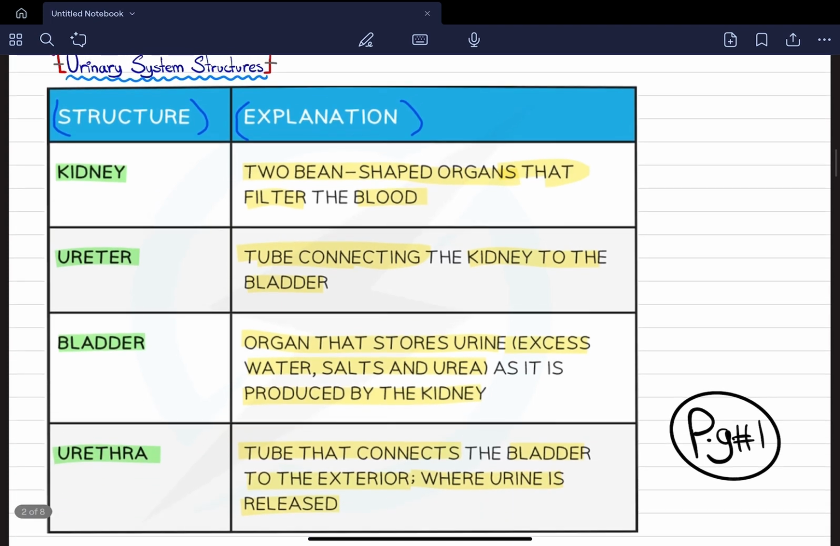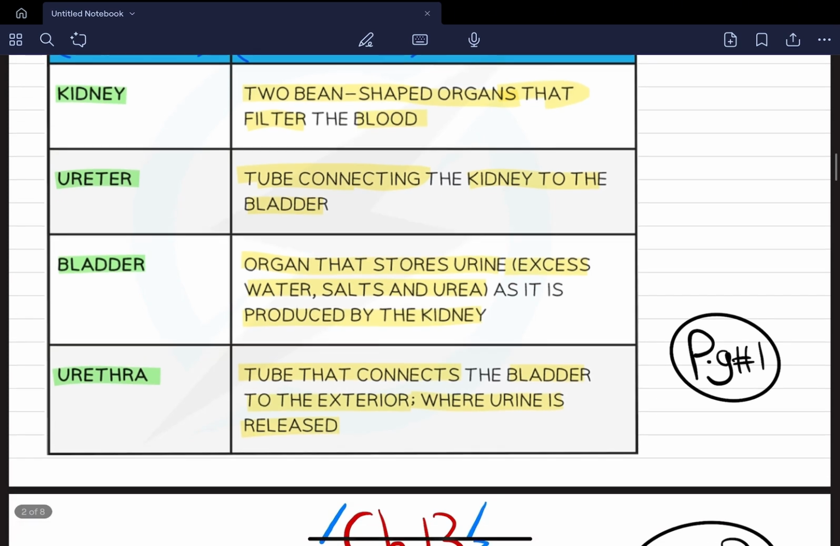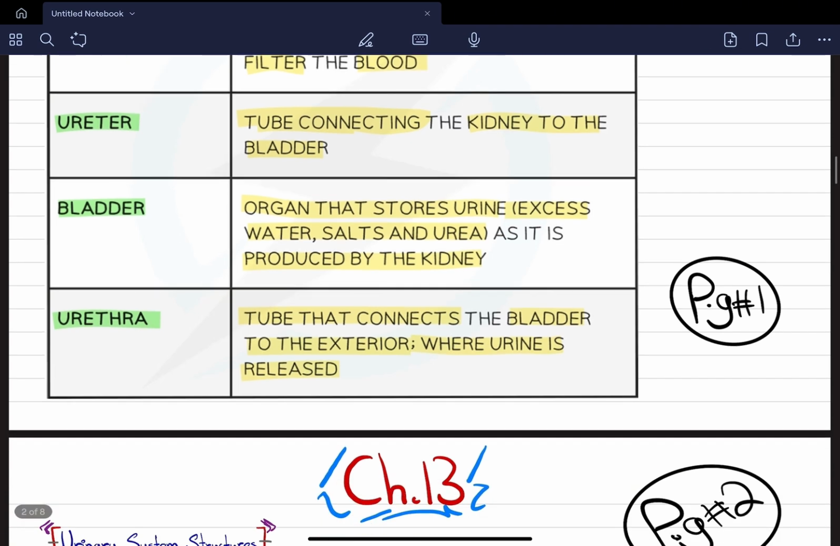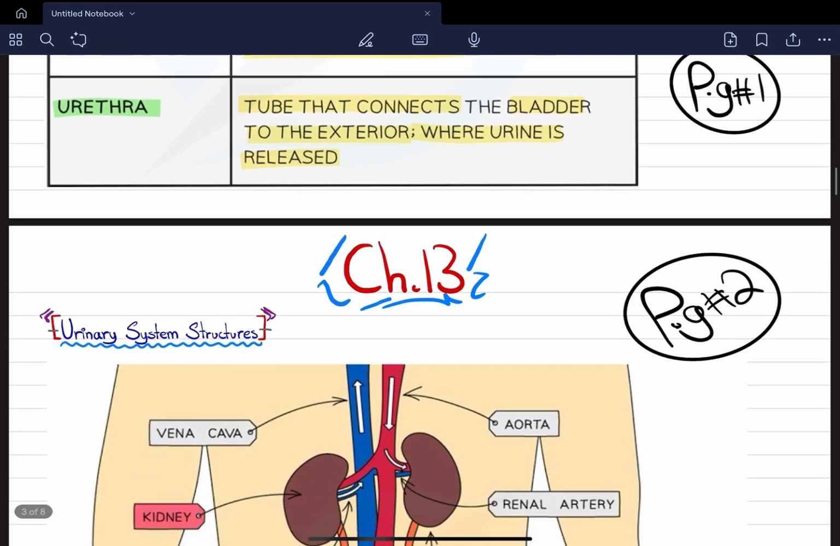Thankfully, the urinary or excretory system helps us in doing this. These are the urinary system structures, beginning with the most famous one, the kidney. The kidney is a bean-shaped organ that filters blood. Next is the ureter, a tube that connects the kidney to the bladder. The bladder is the organ that stores urine, excess water, salts, and urea produced by the kidney. The urethra is a tube that connects the bladder to the exterior, where the urine is released. By exterior, we mean the penis here.